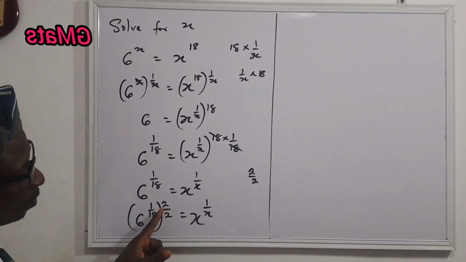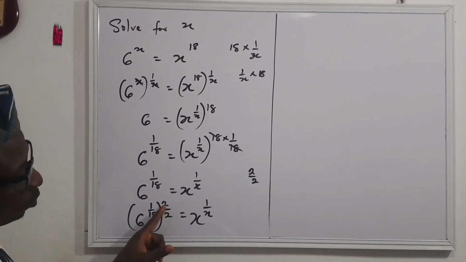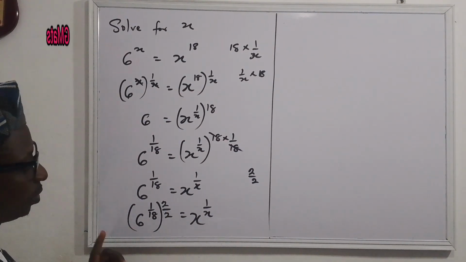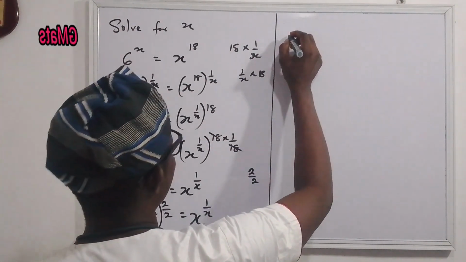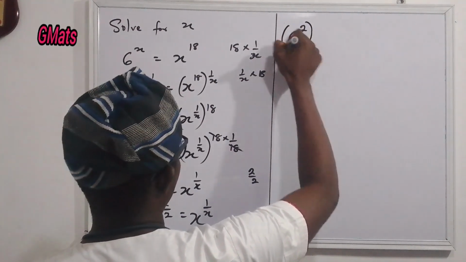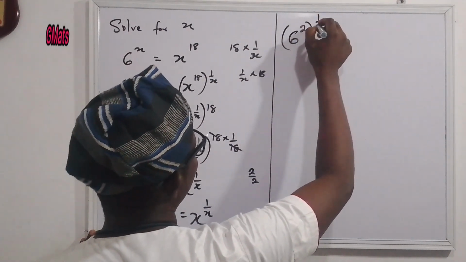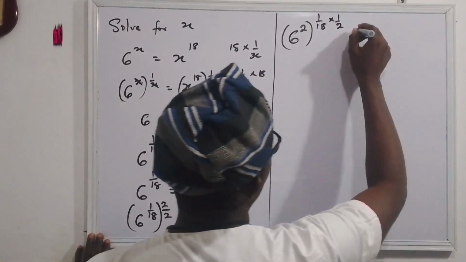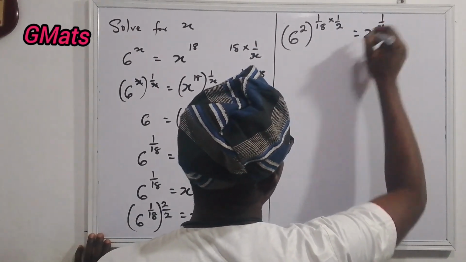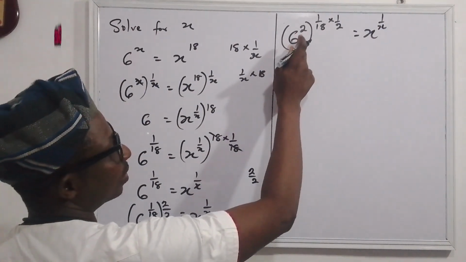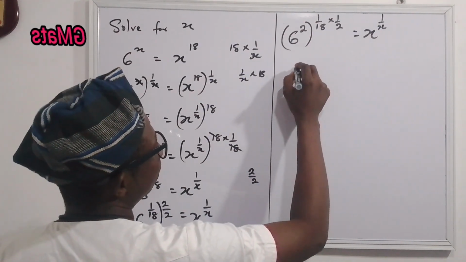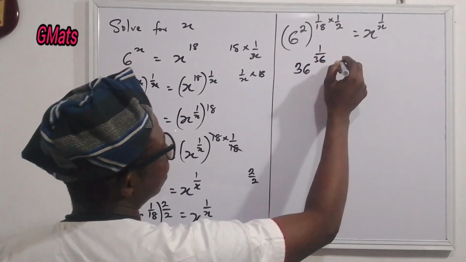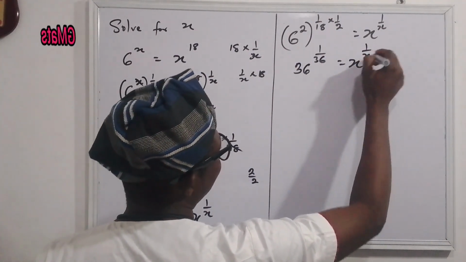All right, so now what I want to do is bring this 2 in while I'm moving 1 over 18 outside. So if I do that, I'll be having 6 raised to the power of 2 raised to the power of 1 over 18 times 1 over 2. You get that? So that equals x raised to the power of 1 over x. So now this is 36. 6 times 6 is 36. We have 36 raised to the power of 1 over 36. 18 times 2 is 36, equals x raised to the power of 1 over x.